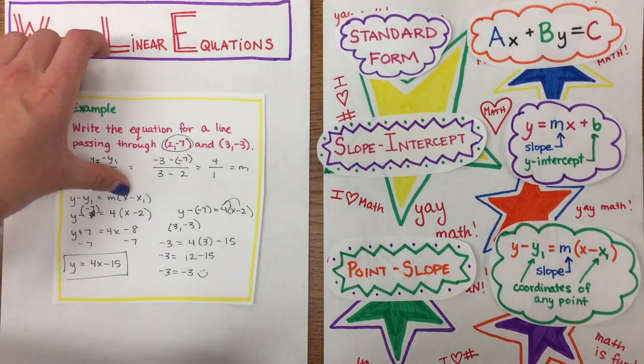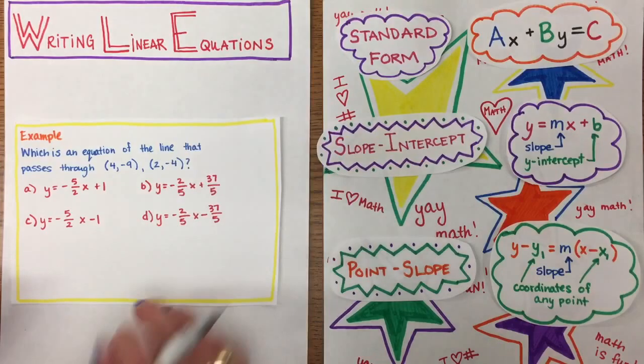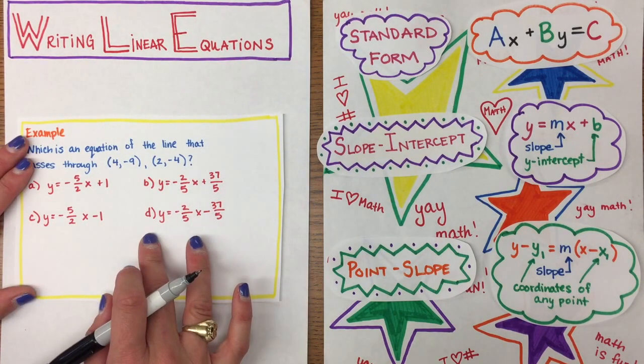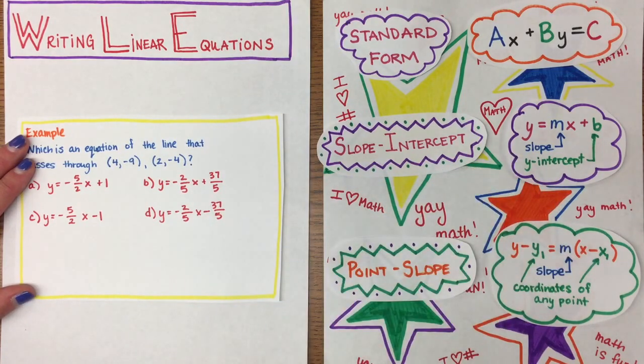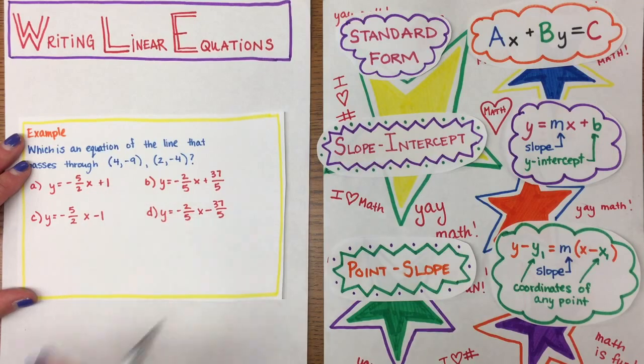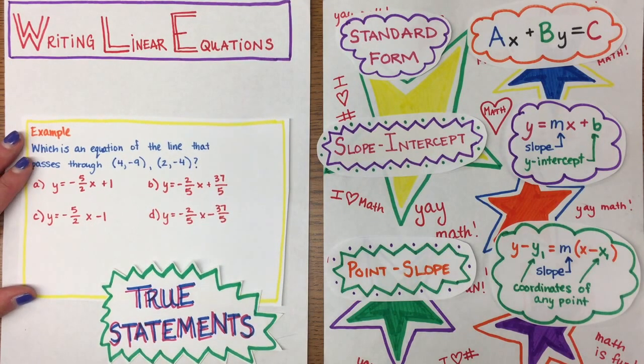We're going to use that idea in our next example, which is an equation of the line that passes through the points (4, -9) and (2, -4). I have 4 equations here, all in slope-intercept form. Both points, when plugged in, should make a true statement. But I don't think I want to start there.